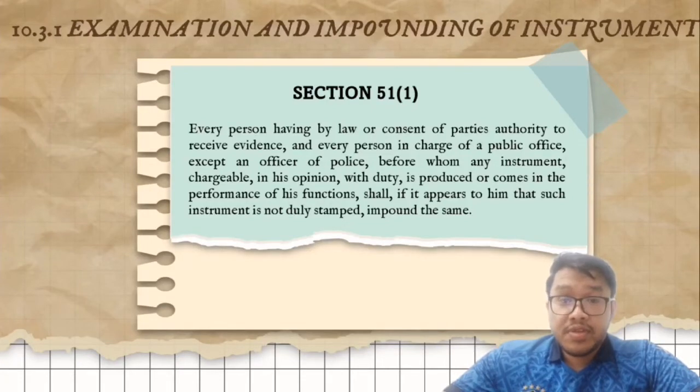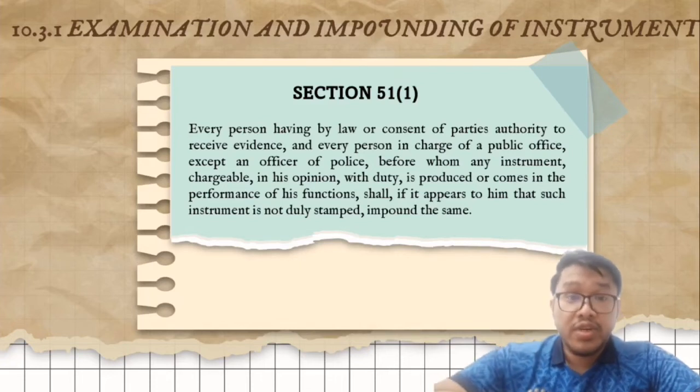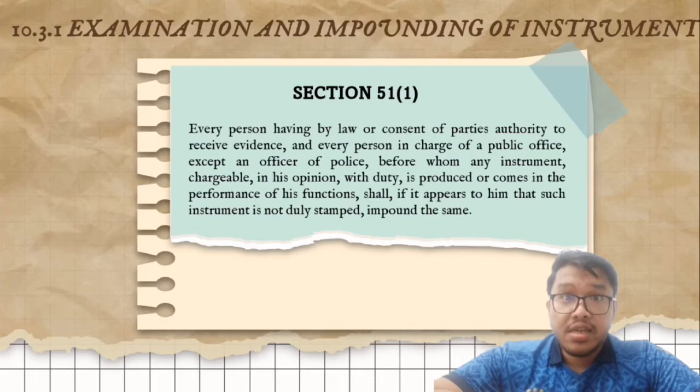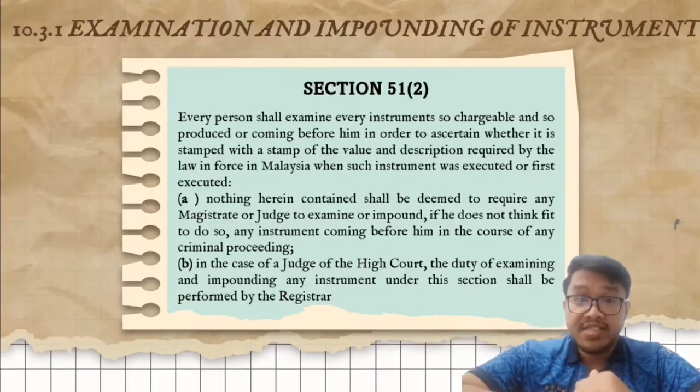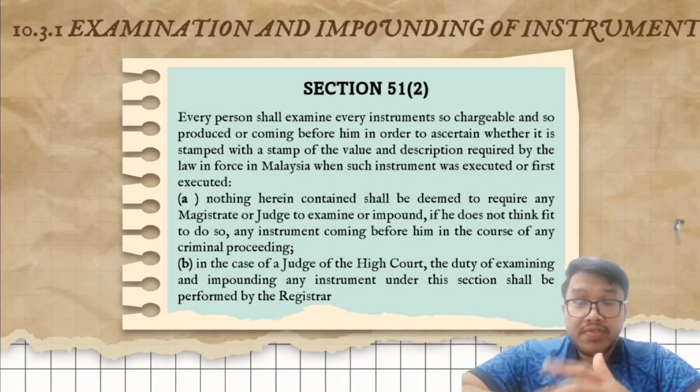The first one is regarding the examination and impounding. Section 51 subsection 1 mentions that every person with legal or party consented power to accept evidence, and every person in charge of public office, excluding the police officer, must impound any duty chargeable instrument that is not properly stamped. Section 51 subsection 2 mentions that every person must inspect every chargeable instrument produced or brought before him, whether it has been properly stamped with the value and description required by Malaysian law when the instrument was performed or initially executed.